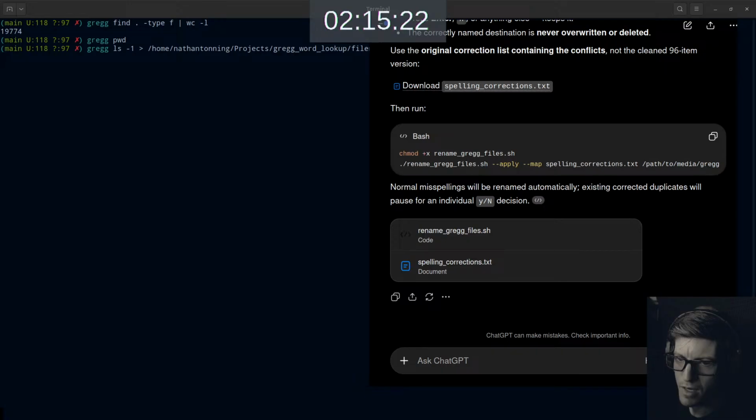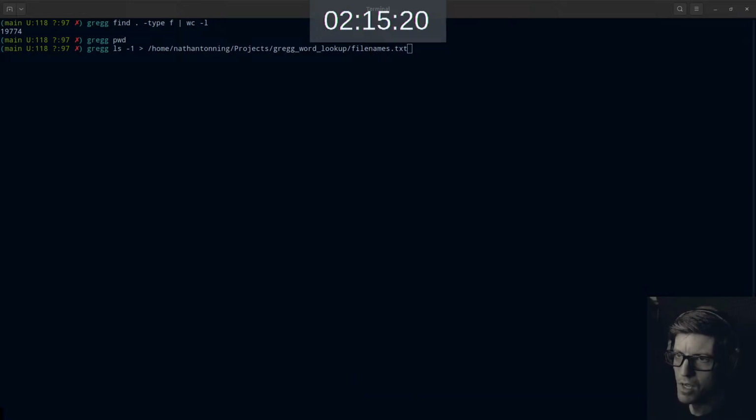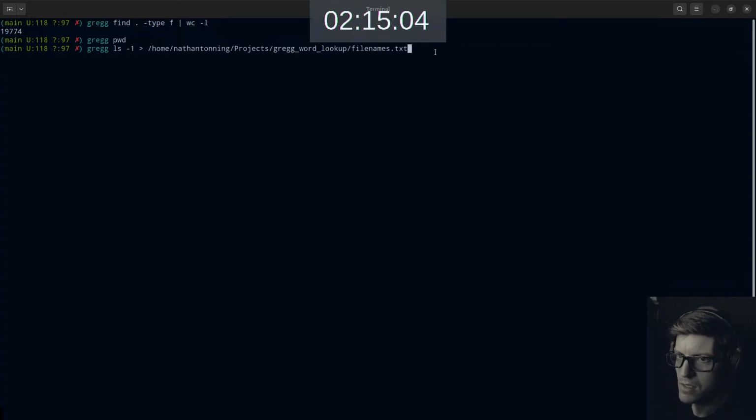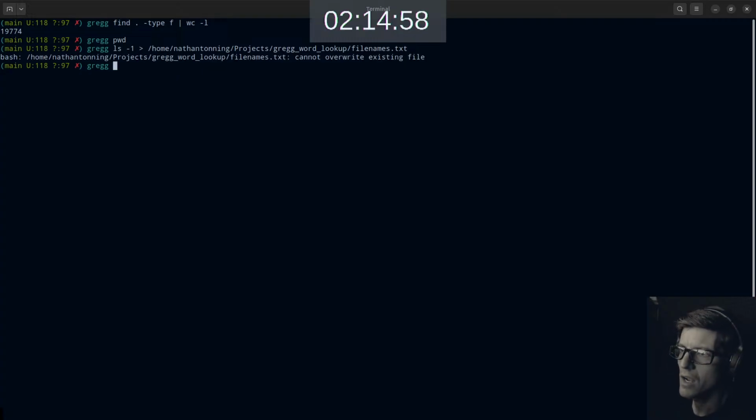Terminal, let's go ahead and move that above screen capture. So you see here, that's the full command. The full command for the terminal is we pipe the results of ls into the directory of filenames.txt, and let's go ahead and hit return. Cannot overwrite existing file.